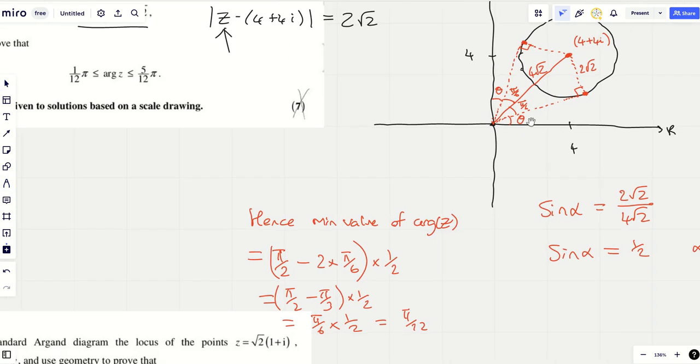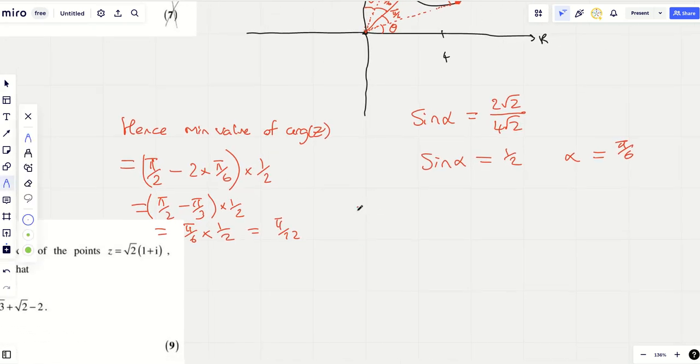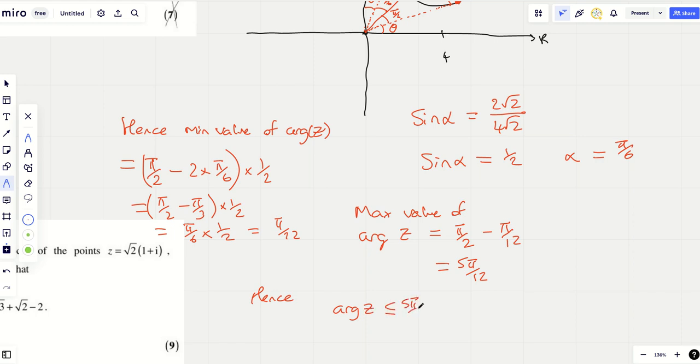Then you can easily establish, as that's pi over 12, that we need to do pi over 2 minus pi over 12 for the maximum value of argz. Max value of argz is going to be equal to pi over 2, take away a pi over 12, which is 5 pi over 12. So hence argz is trapped between those two values, and it can be equal to them in the extreme case. Cool, so that's that one.